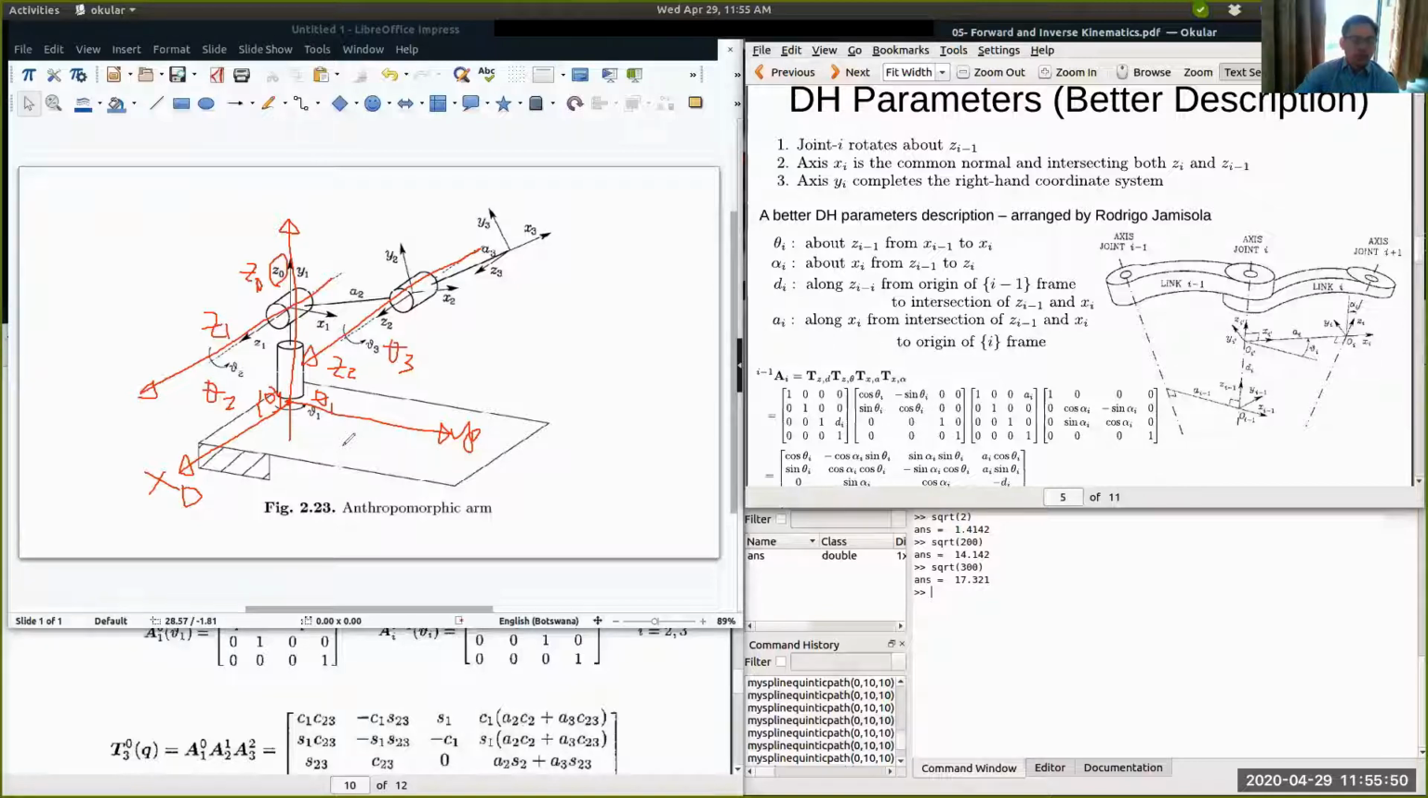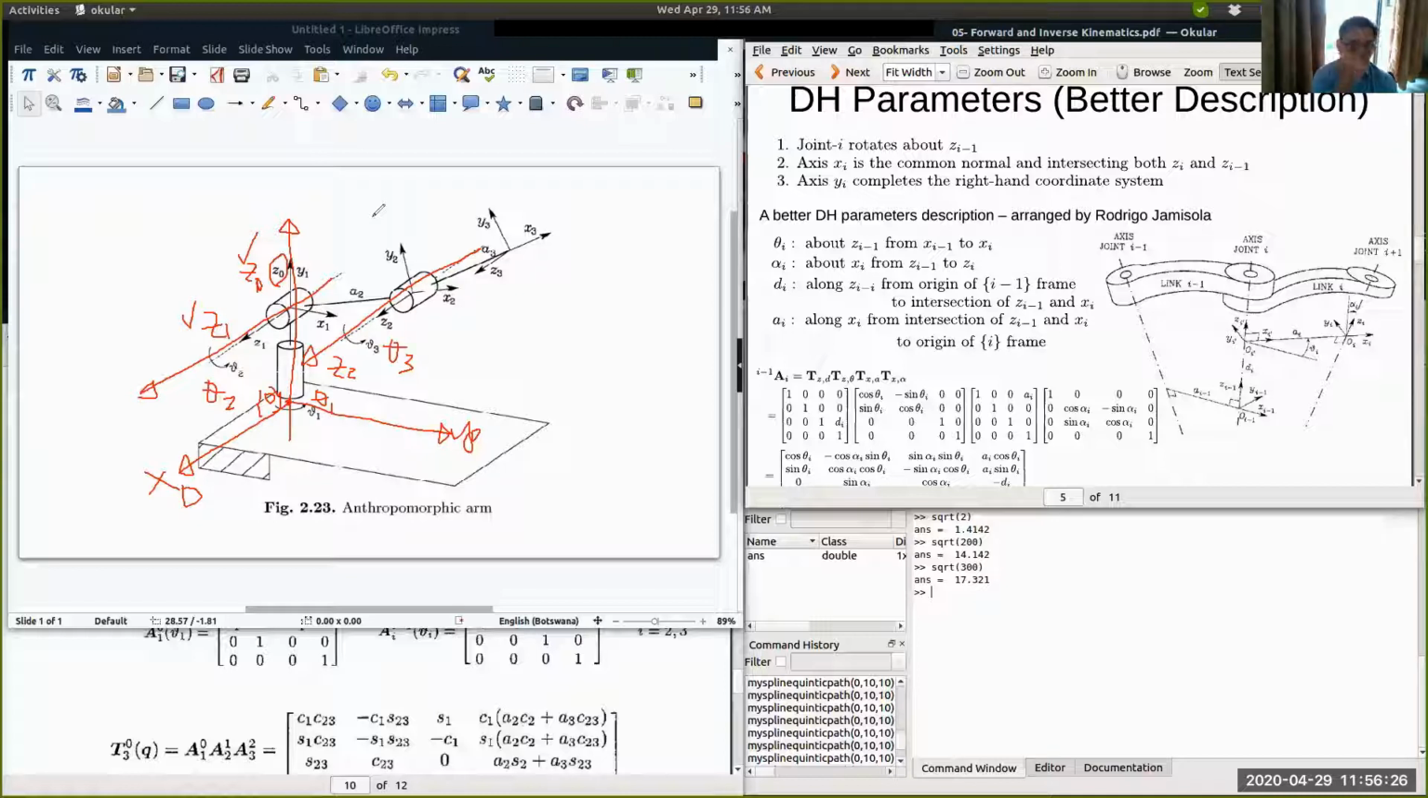Now let's go to the X1 axis. Where is the X1 axis? It says the X1 axis is the common normal, intersecting both Z1 and Z0. So where is Z1? Z1 is here, and Z0 is here. Common normal means at right angles to both axes. There is no other common normal except in the direction where you cross them.